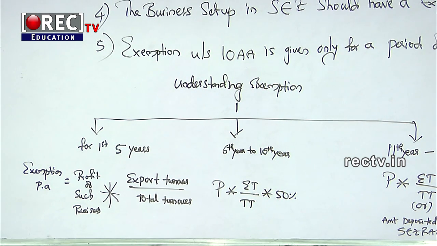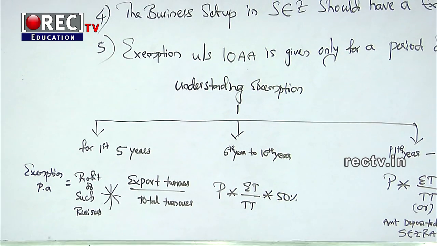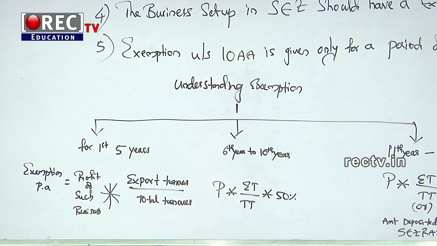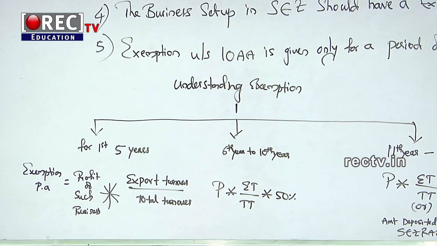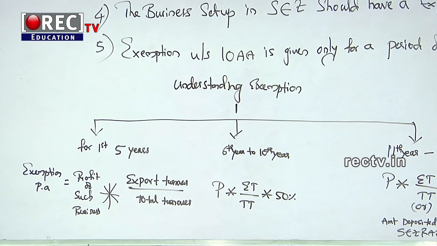Now let us understand the exemption. For the first 5 years, exemption per annum is equal to profit of such business into export turnover divided by total turnover. For the first 5 years, you should compute the exemption under section 10AA by using the formula: profit of such business into export turnover divided by total turnover.